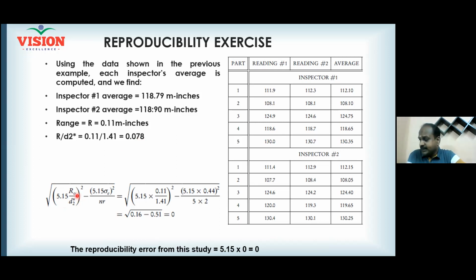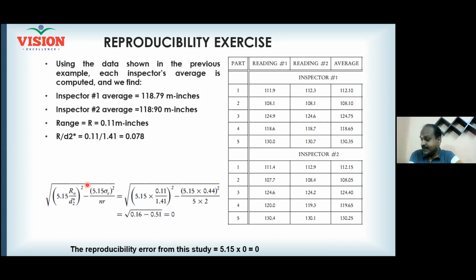Now 5.15 into R bar divided by D2. And now please note, you have to be very, very careful now. This 5.15 into R bar by D2 represents reproducibility. But for calculating the reproducibility, you used the average readings. Am I right? Average of inspector 1 and average of inspector 2 you have used. But now these averages came from these averages. And here, each average came from 2 readings. While calculating the average, a portion of repeatability goes inside. Am I right or not? Yes. So that portion of repeatability has to be subtracted.